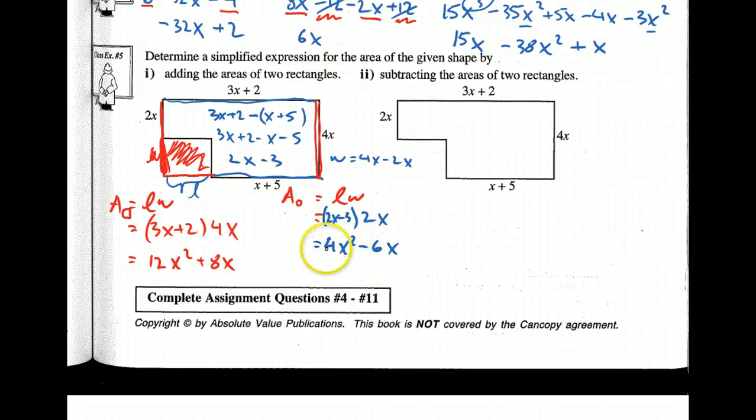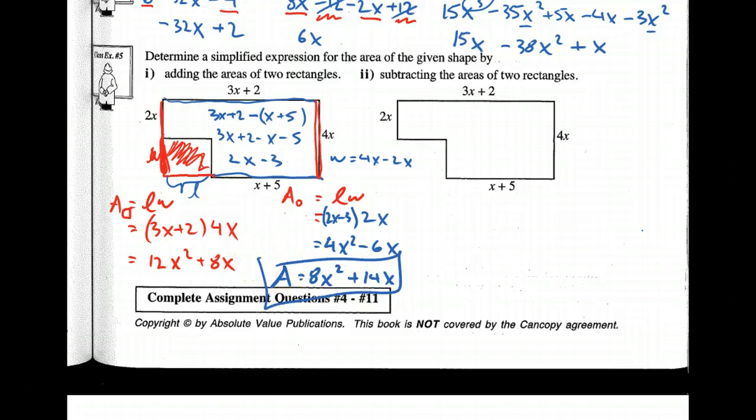And now finally I'm going to subtract the little guy away from the big guy, and the final area is going to be, well, let's see, I have 12x squared minus 4x squared, that's going to give me 8x squared. I have 8x minus negative 6x is going to give me plus 14x.